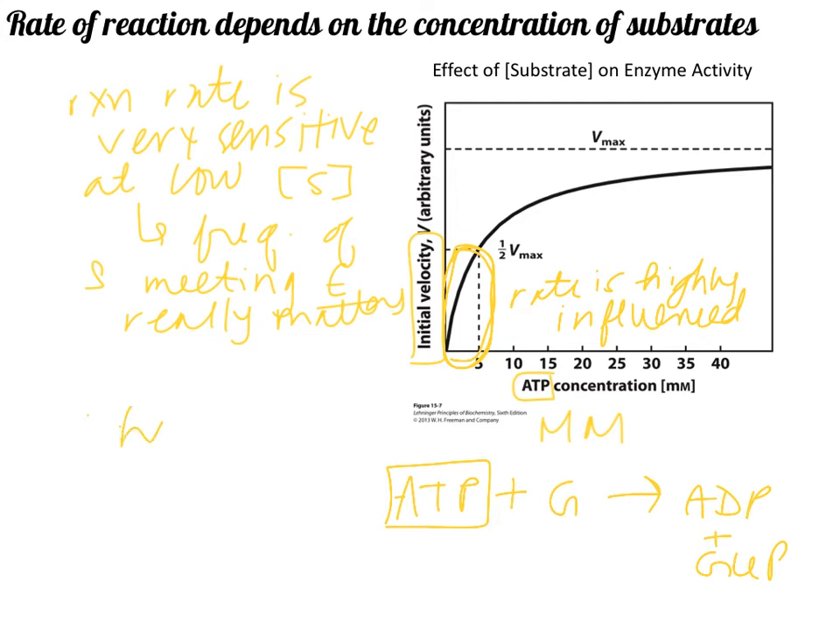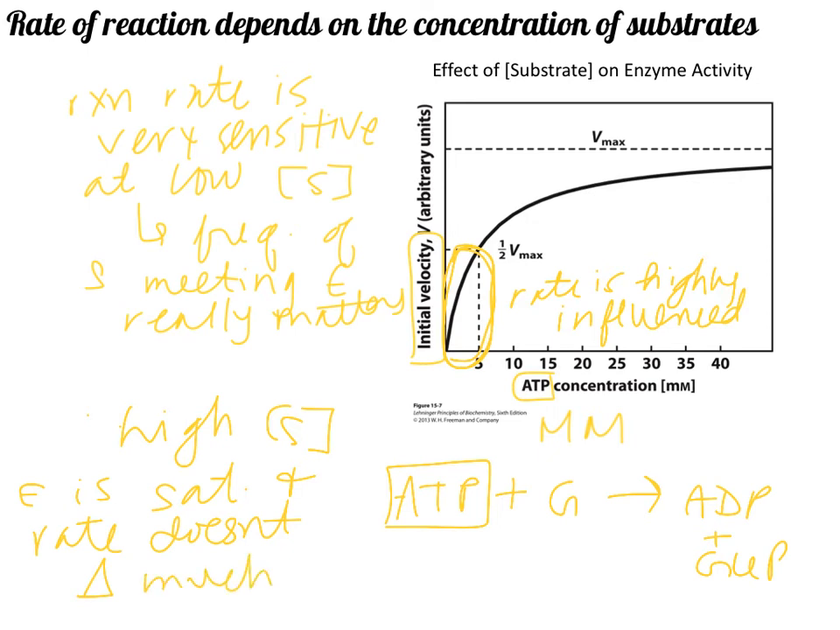Whereas at high substrate, the enzyme is saturated and the rate doesn't change much. I'll do delta for change. That's this region right here. So at high substrate concentrations, the enzyme is completely saturated with substrate and the rate is unlikely to change.